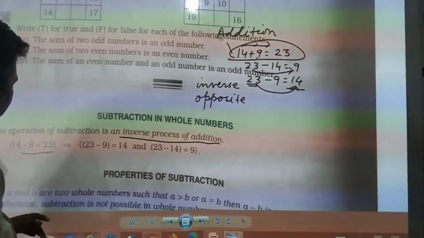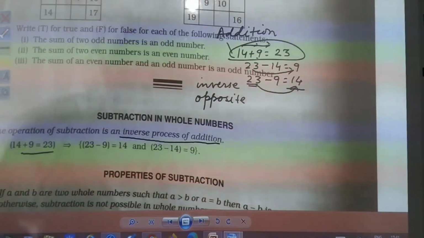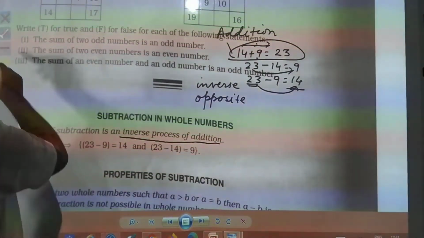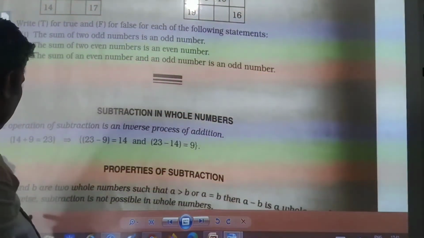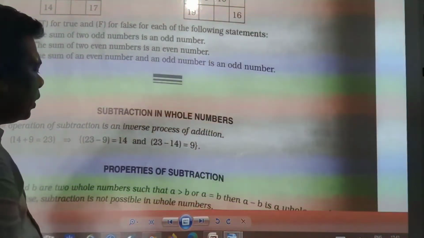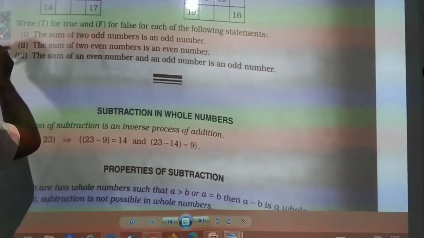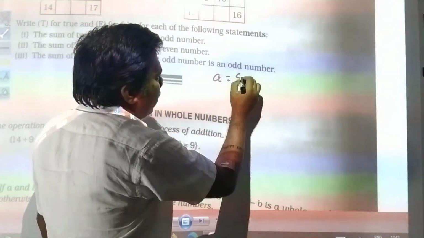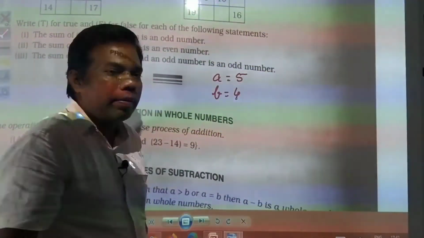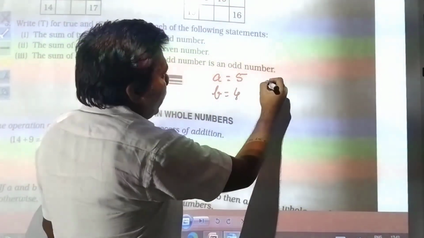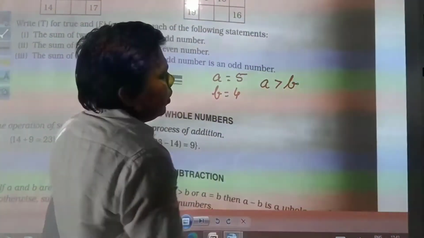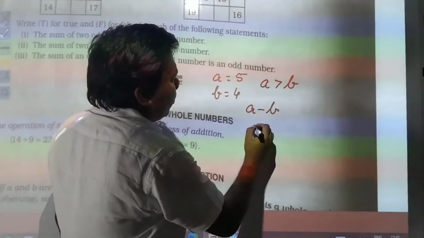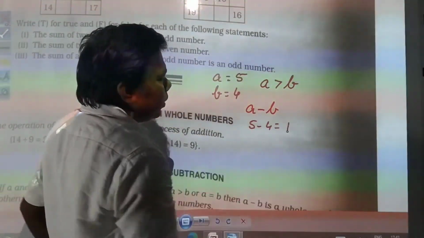Here you see properties of subtraction. If a and b are two whole numbers such that a is greater than b or a is equal to b, then a minus b is a whole number. Otherwise subtraction is not possible in whole numbers. Suppose a is equal to 5 and b is equal to 4. Here a is greater than b, so subtracting b from a, 5 minus 4, you get 1.